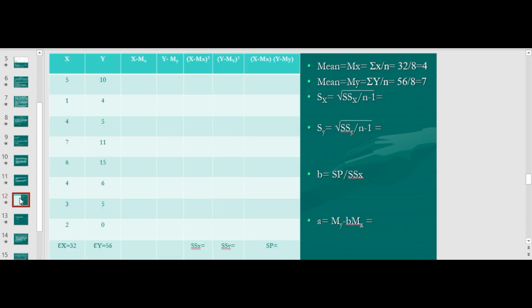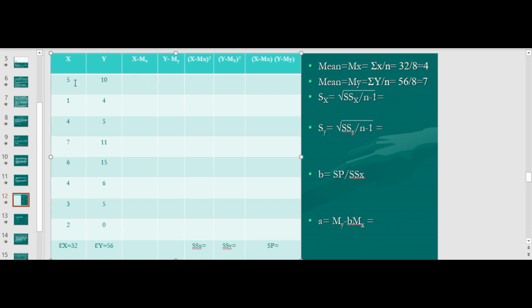This is a set of data from which we calculate the regression line. First of all, we take the mean of x. Summation x is equal to 32, and n is equal to 8. When we divide 32 by 8, we get the value of 4. So we will subtract this mean from each value of x.